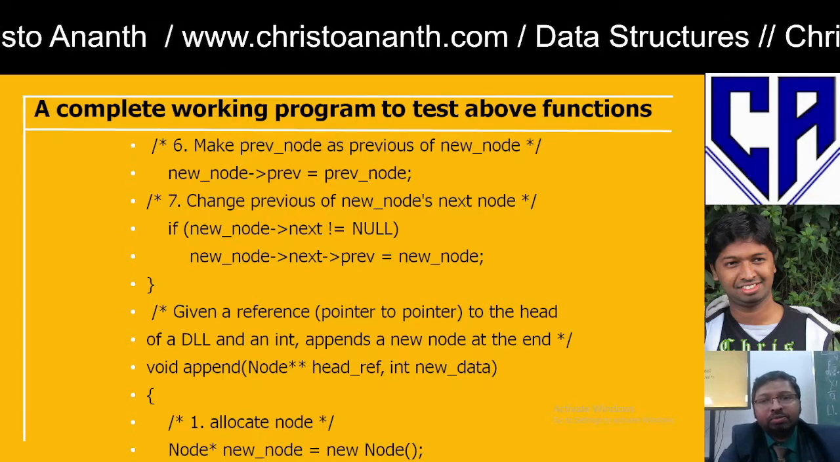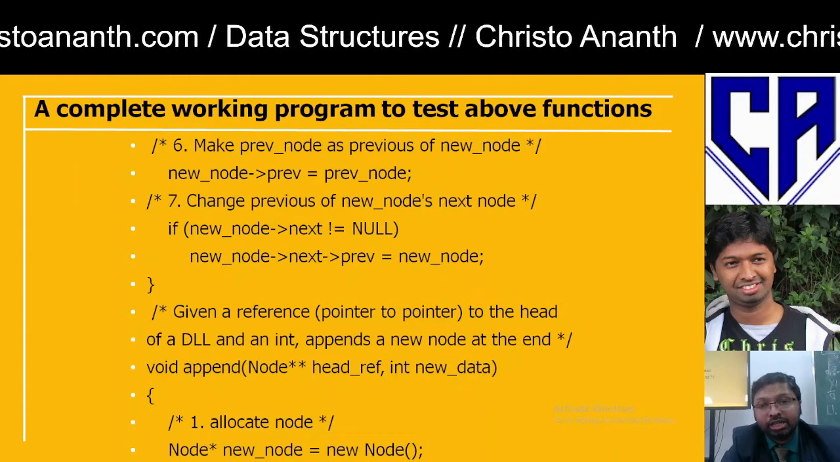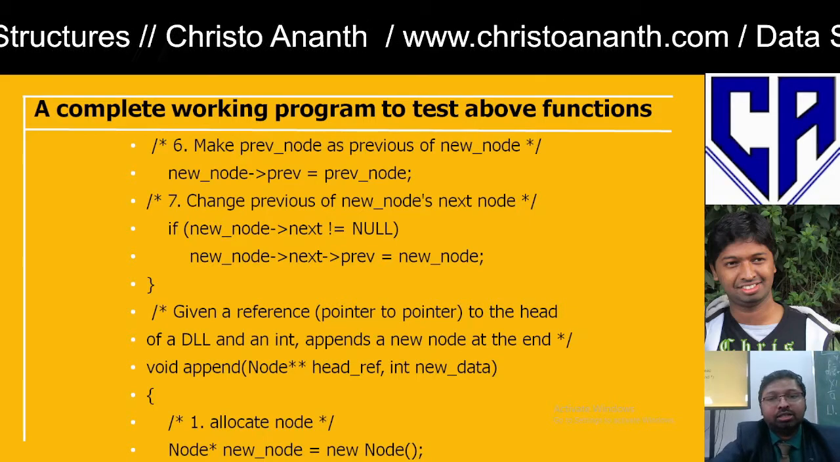Okay, so new node previous equal to previous node. Finally, step 7 would be: if new node next is not equal to null, then new node next previous, in both the cases, equal to new node.